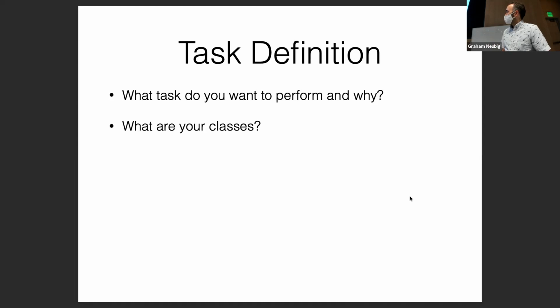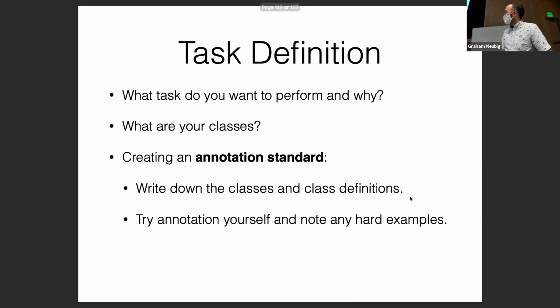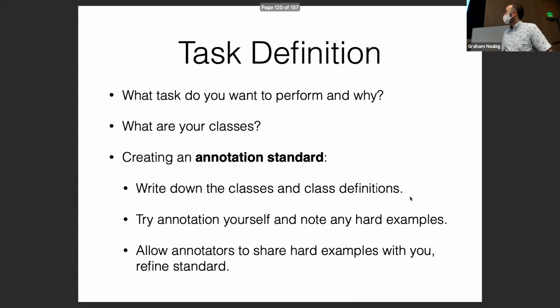In order to do this, you'll think about what are your classes, create an annotation standard, write down the classes and class definitions. Try annotating yourself and note any hard examples in the class definitions. This is really important. And once you start hiring annotators to help you out, you can ask them to share hard examples with you and further refine the standard as you progress.